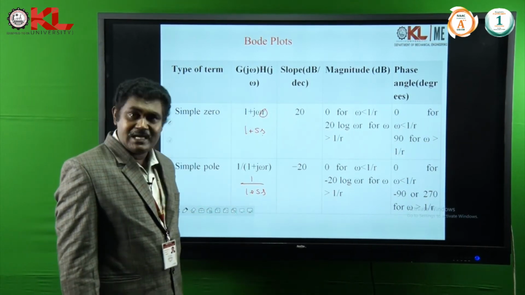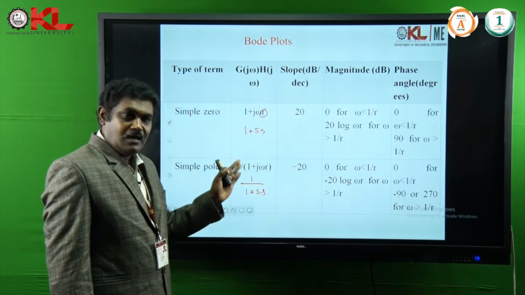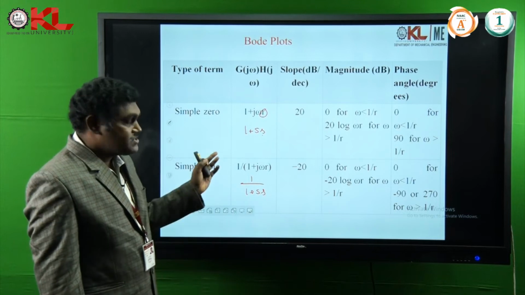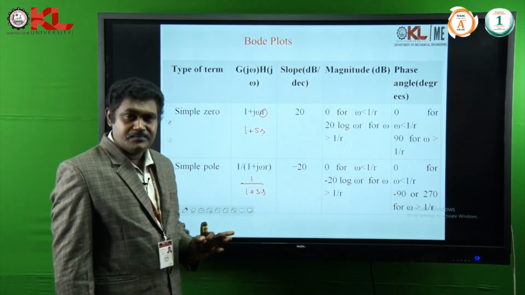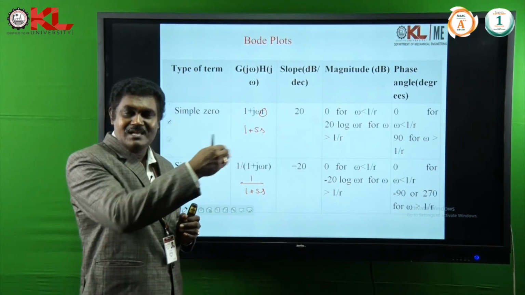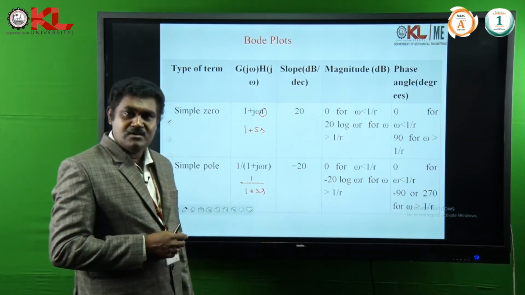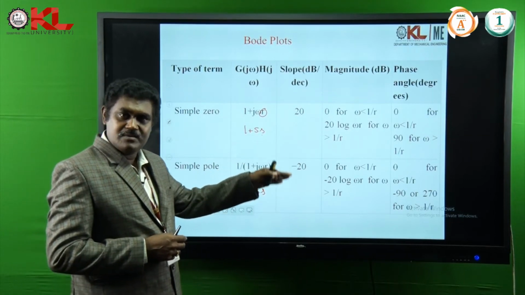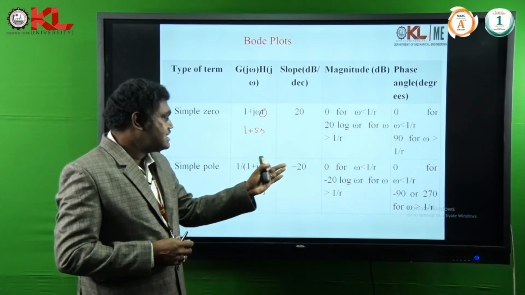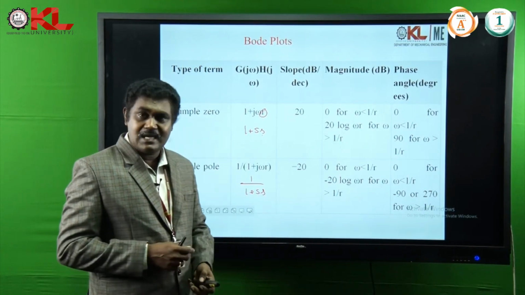and the magnitude here is also 0 up to omega less than 1 by r, and beyond that the slope is minus 20 log omega r if omega is greater than 1 by r. So, up to the 1 by r value the slope is 0, a constant straight line, then beyond this it changes with a slope of minus 20 log omega r, that is minus 20 decibels per decade. Similarly, the phase angle is 0 if omega is less than 1 by r, and it goes from minus 90 to minus 270 if omega is greater than 1 by r.